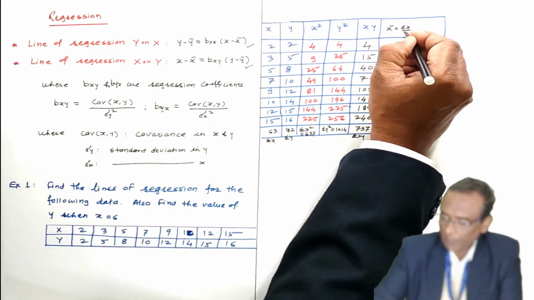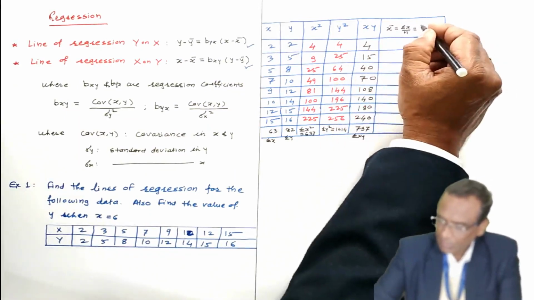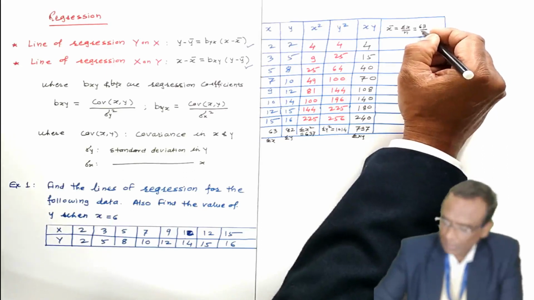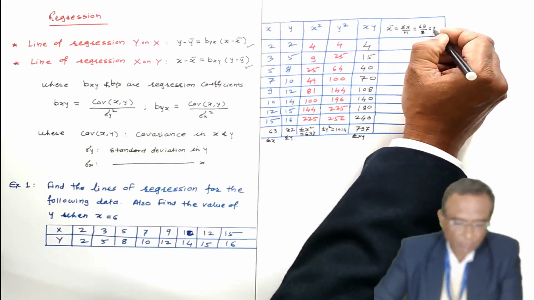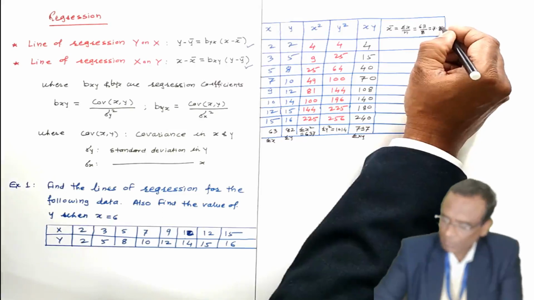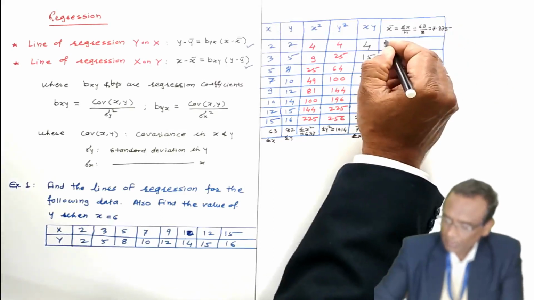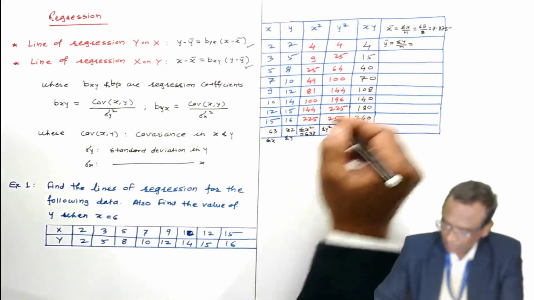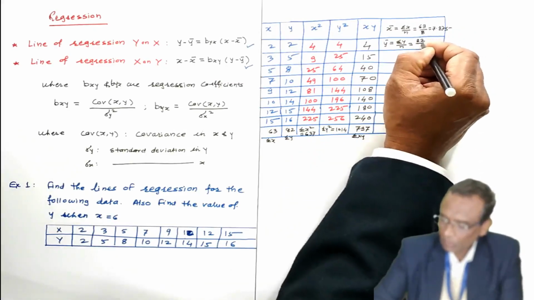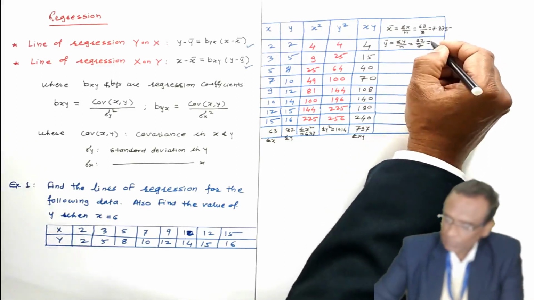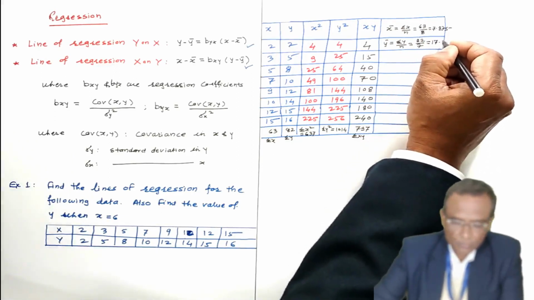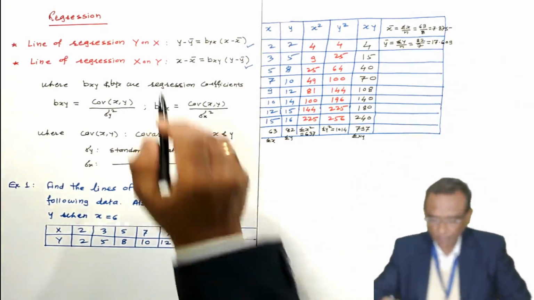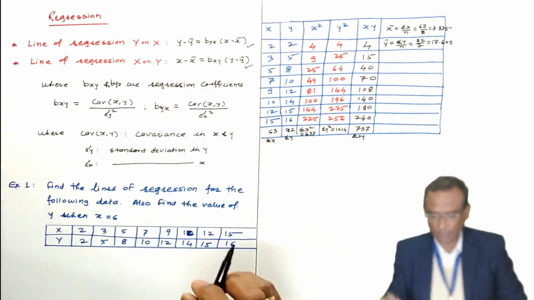Summation x by n. Summation x is 63 by 8, and it is 7.875. Y bar is required: summation y by n. Summation y is 82 by 7, and it is 17.609. Up to 2 decimal places you can write. This y bar and x bar we have calculated.